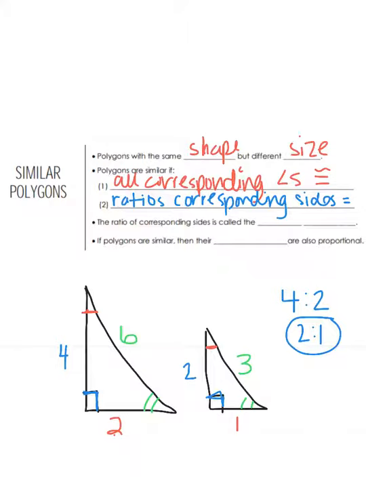This ratio is called the scale factor. Ratios are written with these little colons. That means one triangle is twice as big as the other triangle, for a 2 to 1 ratio. Also, if polygons are similar, then their perimeters are also proportional. So the perimeter of both of these triangles would still have a 2 to 1 ratio.